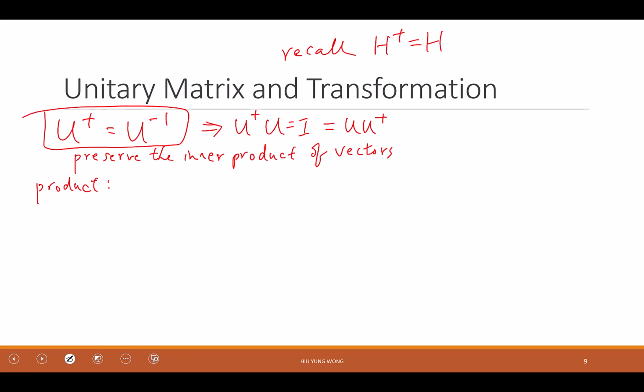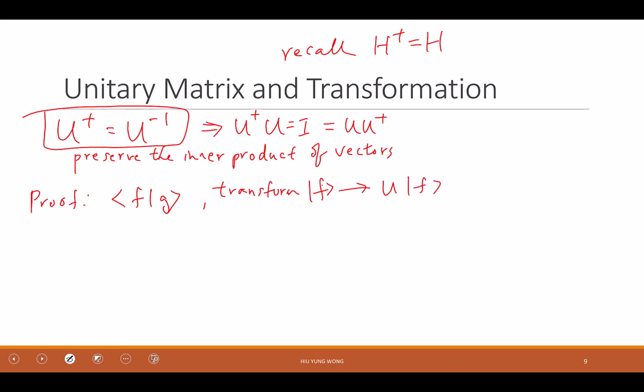So assume, no, this is the proof. I have two vectors, F and G. What is this? The inner product between F and G, right? It can be any vectors. Okay. So I'm going to transform F to UF. Does this make sense to you?